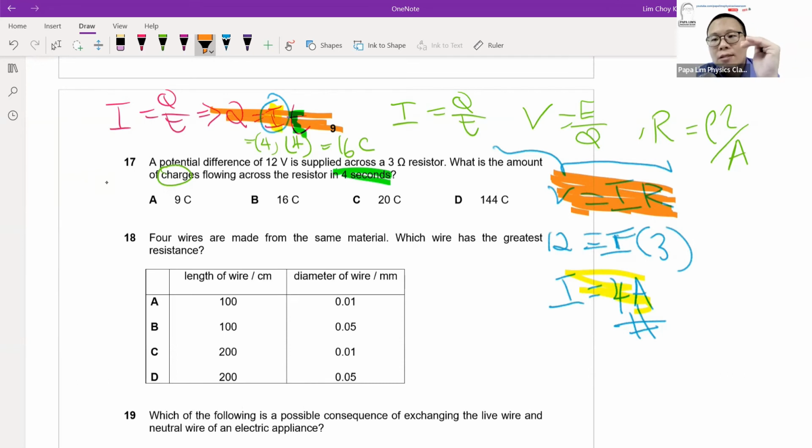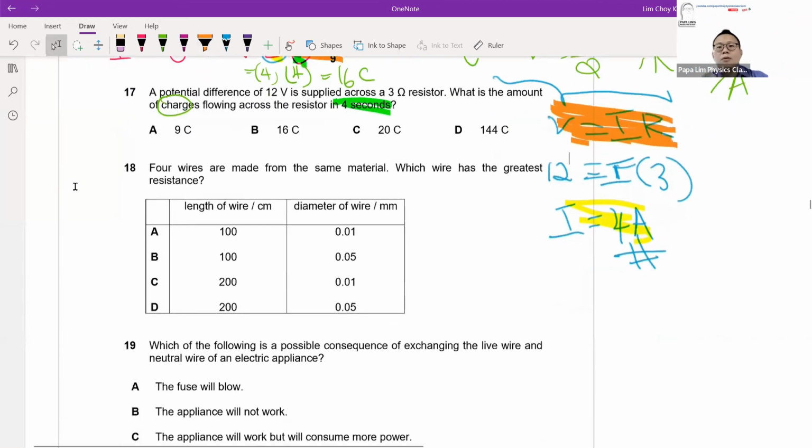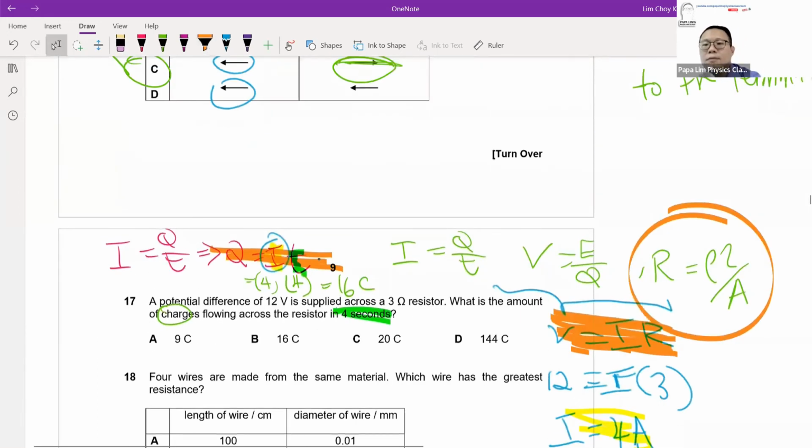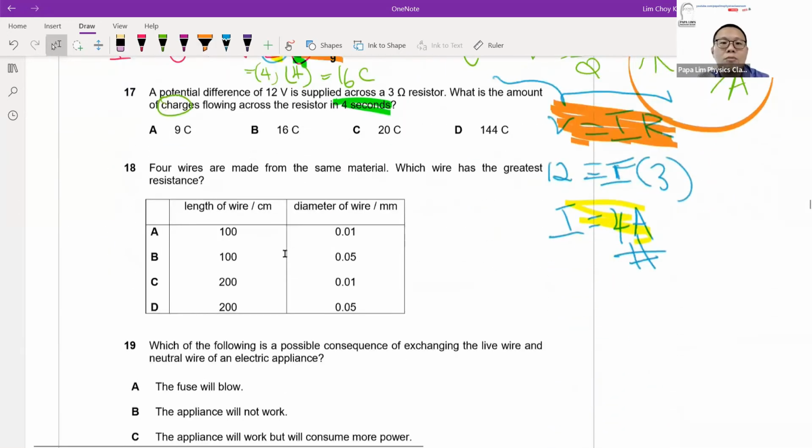Some questions, yes, are simple ones. But some questions are slightly complicated, and you may need to use 2 or 3 formulas before you can arrive at the answer. Question 18. Question 18 is a classic example of using the resistance formula which I mentioned earlier, rho L over A, which is here. Which of the resistances has the highest resistance?